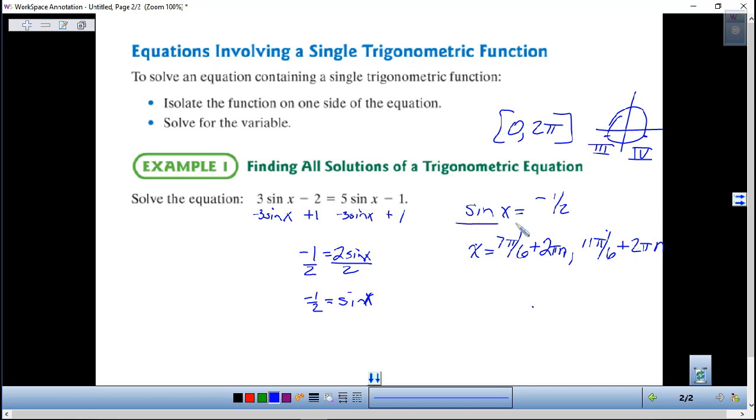But the biggest thing is you're going to have to know values on the unit circle backwards and forwards so that you can figure out what angles would give you a sine value of negative 1/2.